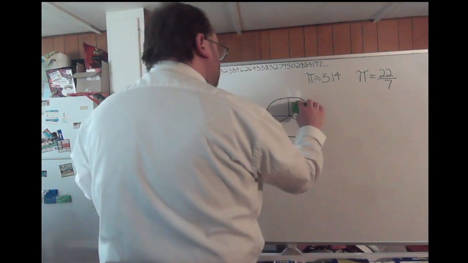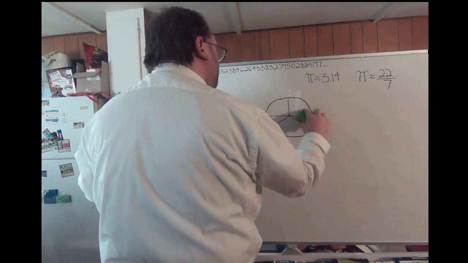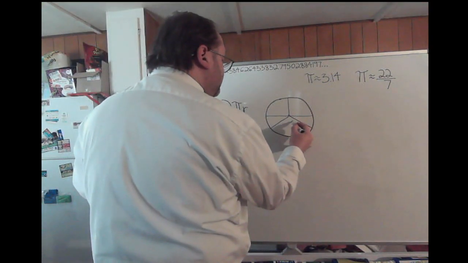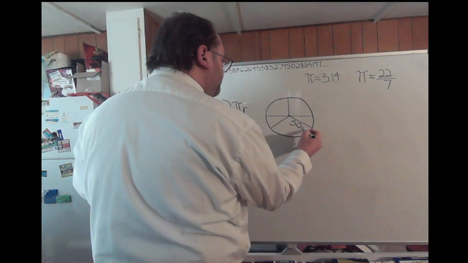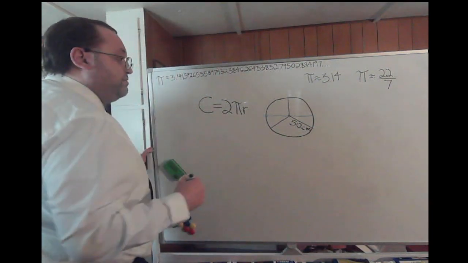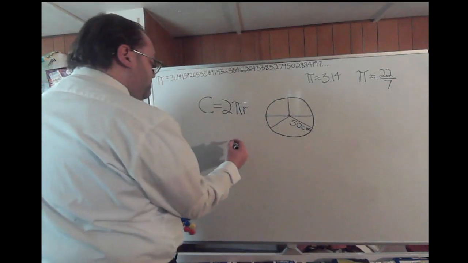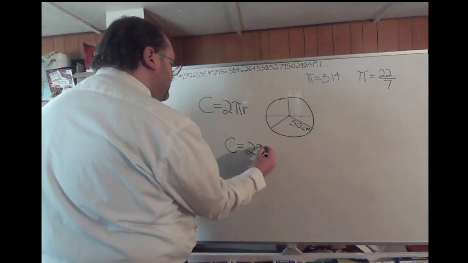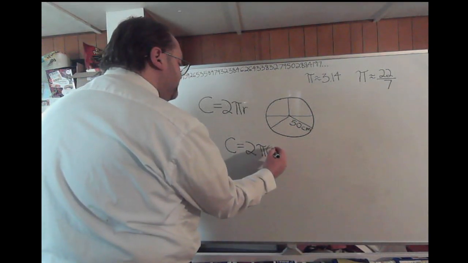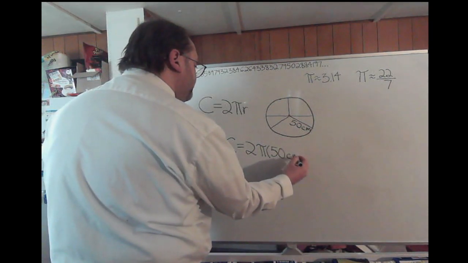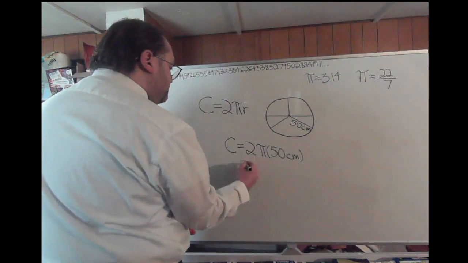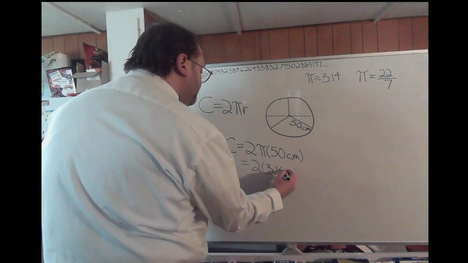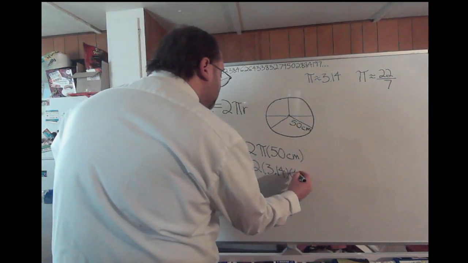So let's do another circumference problem. I like to do 3 of each. Let's say the radius is 50 centimeters, right? The radius is 50 centimeters. So to find the circumference, you'll take 2 times pi times your radius of 50 centimeters. So we'll have 2 times about 3.14 times 50 centimeters.